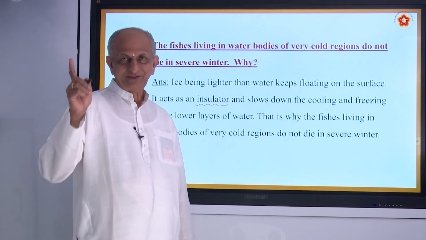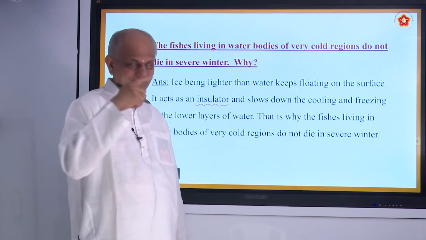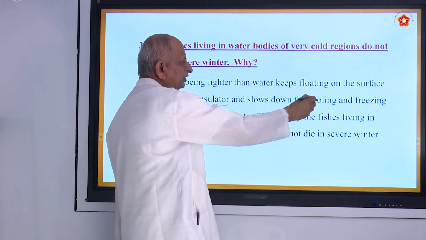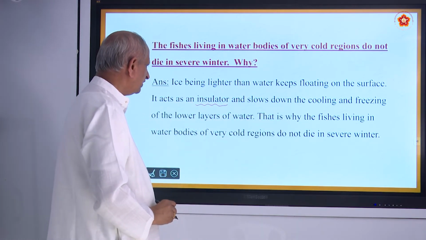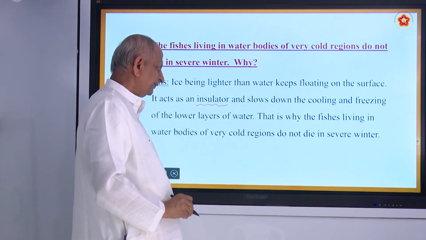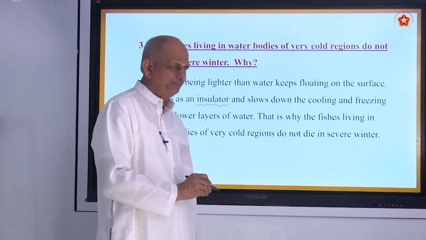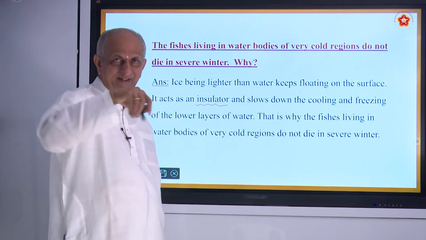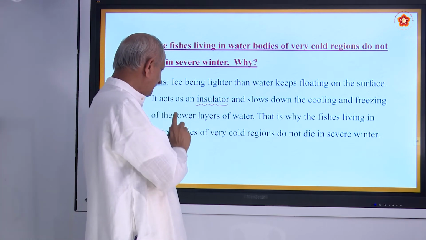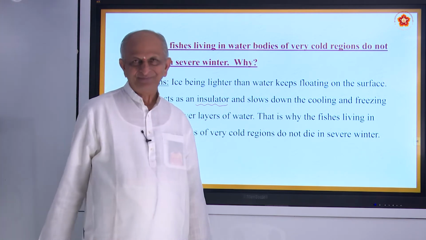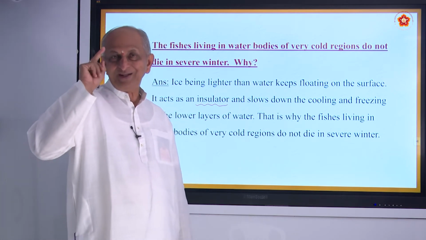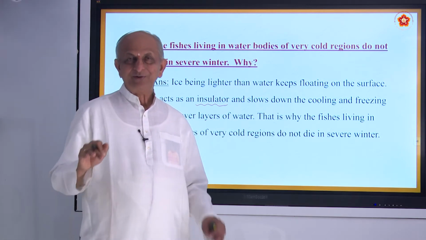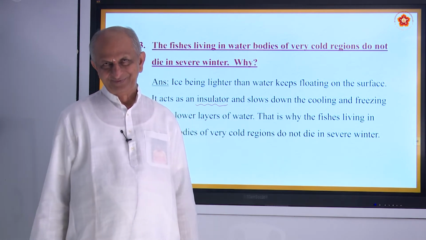There are two things, one is called conductor, another is called insulator. So what does it do? It slows down the cooling and freezing of the lower layers of water, and that is why the fishes which are under this ice will be happy and free, and it is only such places where human beings do not trouble the nature.